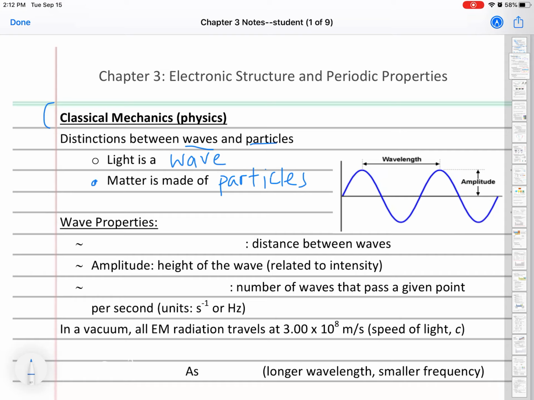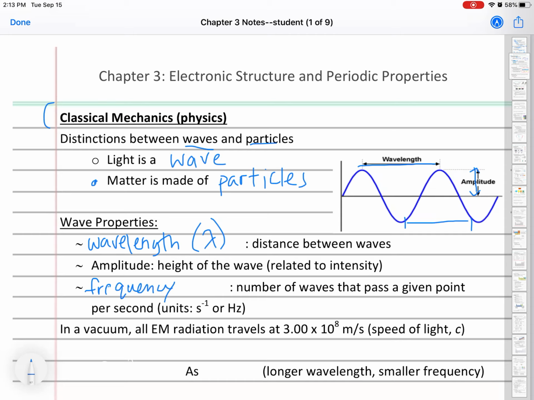All right, so some properties of waves that we should talk about are things like wavelength. Wavelength, which is represented by the Greek letter lambda, is the distance between two waves. So the distance between two crests or two troughs would be the wavelength. The amplitude of the wave is the height of the wave, so from the crest to that baseline. And that's related to intensity. So the more intense the wave is, like the more intense a light is, the higher that amplitude will be. And then there's frequency. And frequency is related to energy.